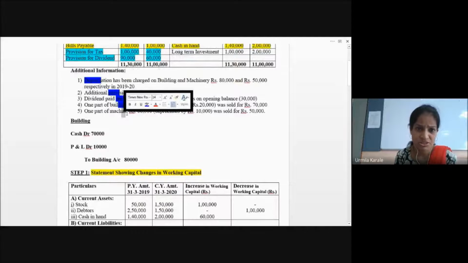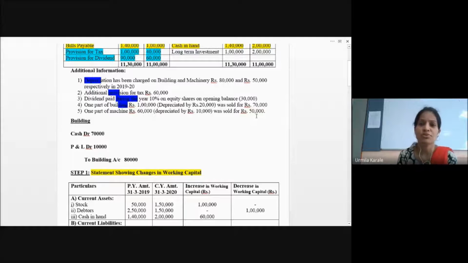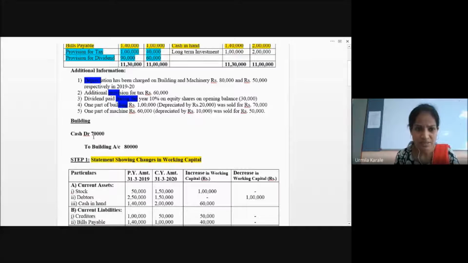One part of machine, rupees 60,000, which was depreciated by 10,000, means 60,000 less 10,000, means the value of this machine part was 50,000. You are selling 50,000 for 50,000. So there's no profit, no loss. You have got exactly the 50,000 amount. So only one effect now. Okay, now same thing I'm doing. Just there is no loss. So I'm removing this.